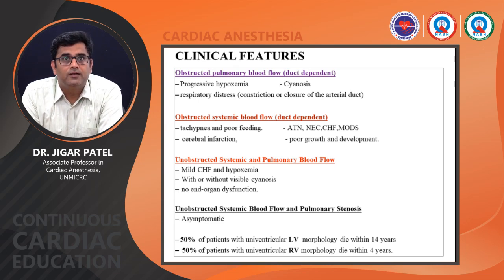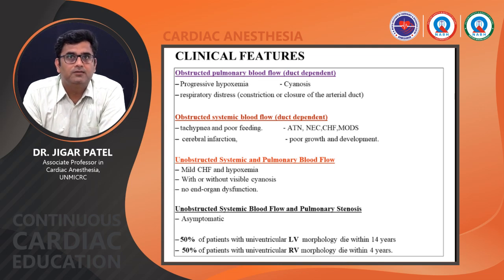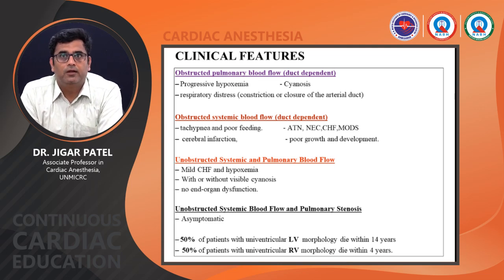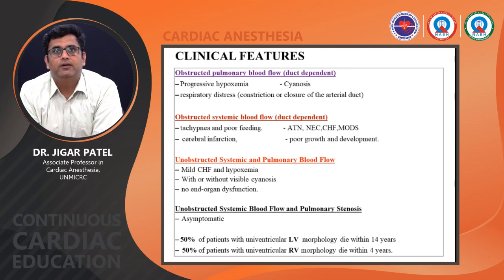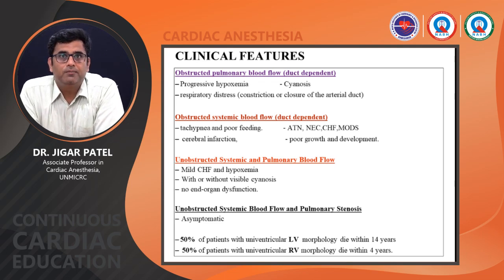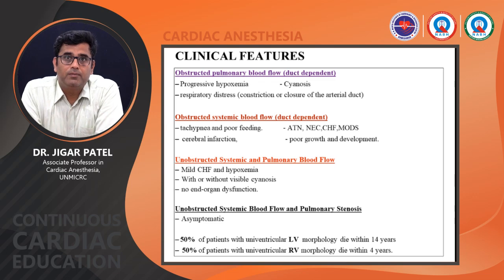The second group of patients has either obstructed systemic blood flow or duct dependent systemic blood flow. So naturally they also present in the neonatal period, with tachypnea and poor feeding or signs of systemic low output like acute tubular necrosis, necrotizing enterocolitis, congestive heart failure or multi-organ failure, with poor growth and development.